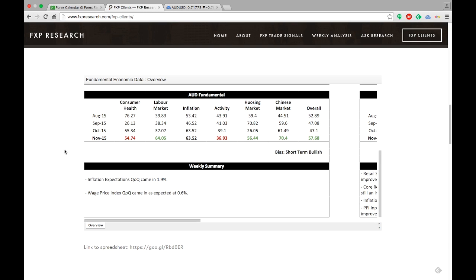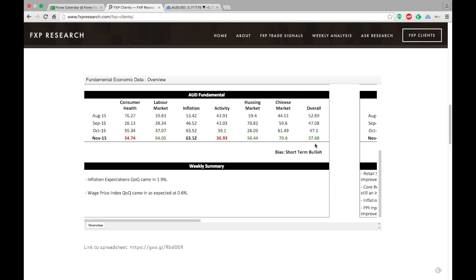For the fundamental analysis of Aussie this month, you can see that consumer health has dropped slightly, but the labor market has increased significantly, close to double. Inflation wasn't much movement. Business and economic activity has dropped slightly. The housing market has improved significantly as well, and the Chinese market has a slight improvement. Overall, the Aussie fundamental this month is showing an improvement.